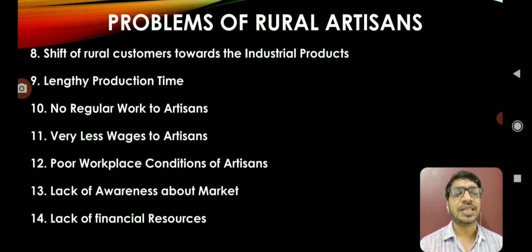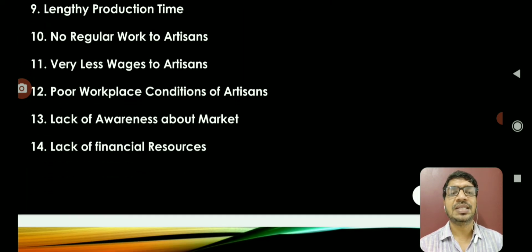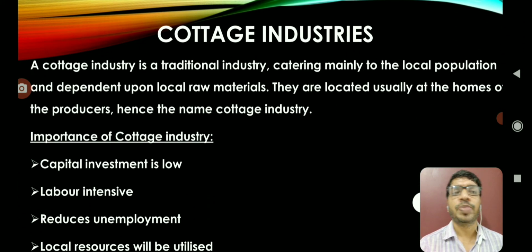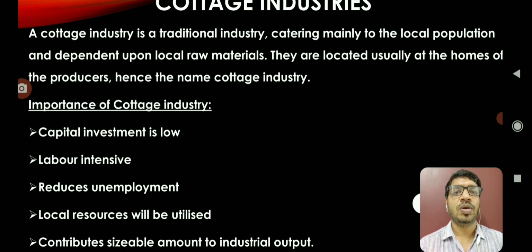Lack of awareness about market. There may be huge demand for the products, but the right channel cannot be identified by these illiterate, backward artisans. That is another kind of problem. And next one is lack of financial resources. As we discussed earlier, formal financial channels are not available to poor artisans. That is another problem. Now let us discuss cottage industry.